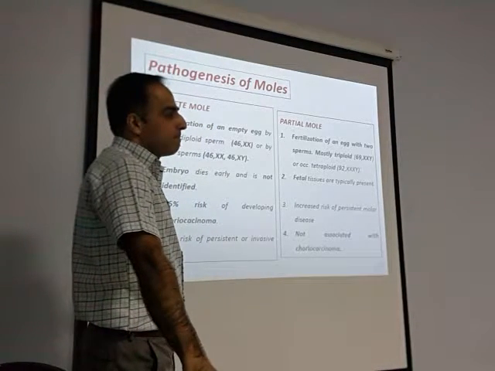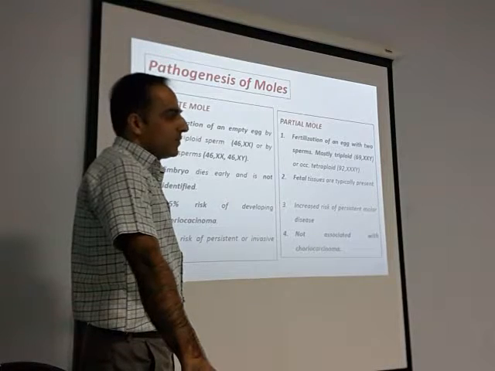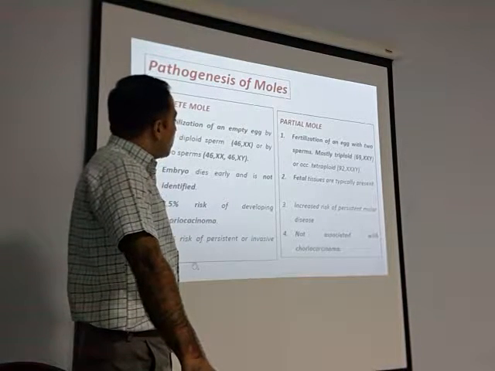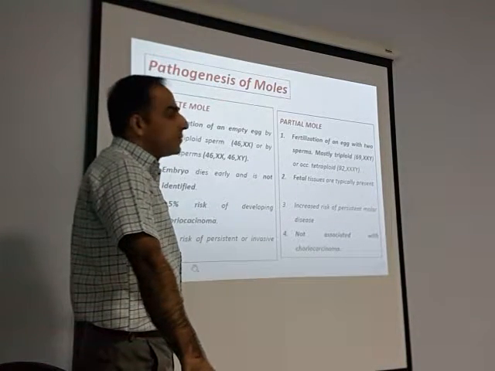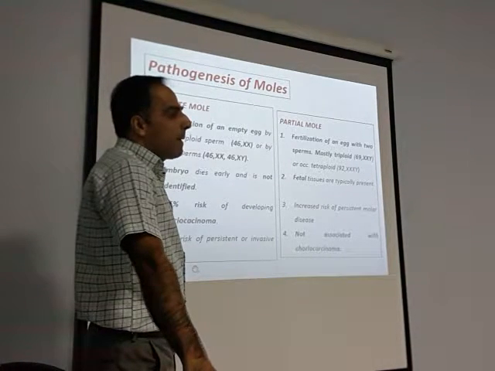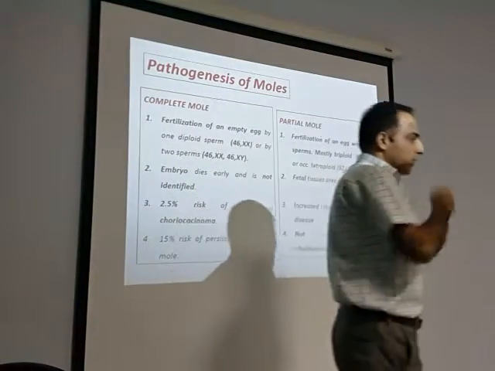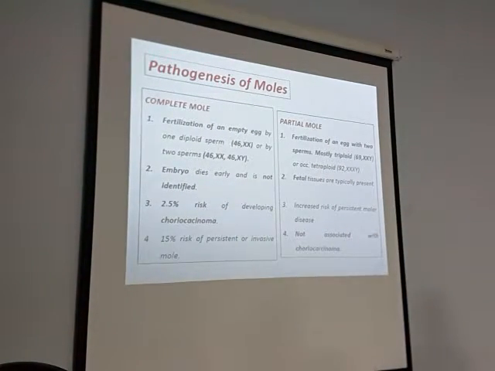The male gives Y, and there are two sperms. The male gives X and Y. So what is the common one here? 46XX. Y comes from the male.